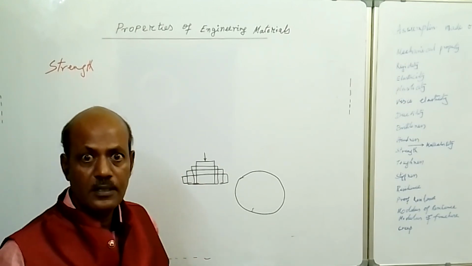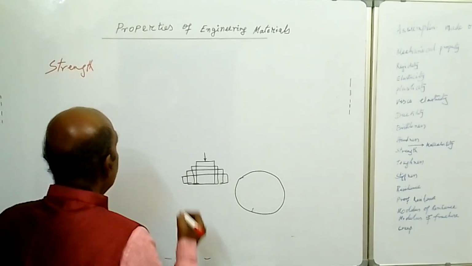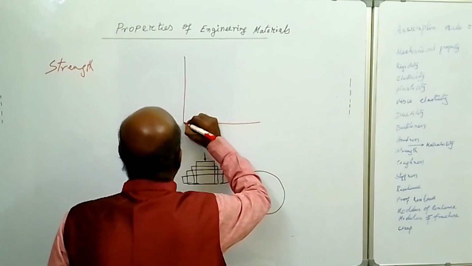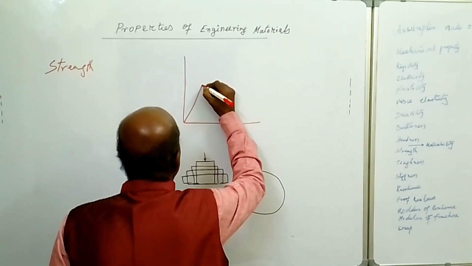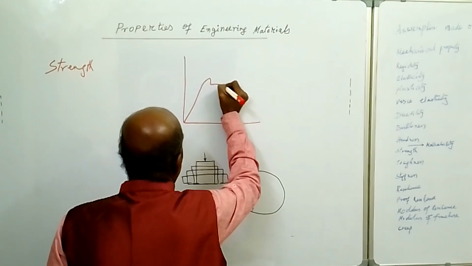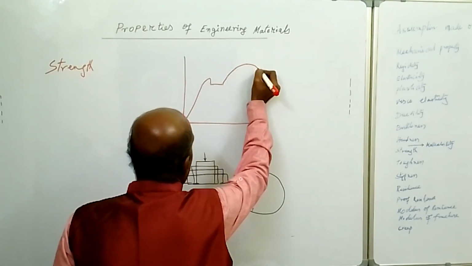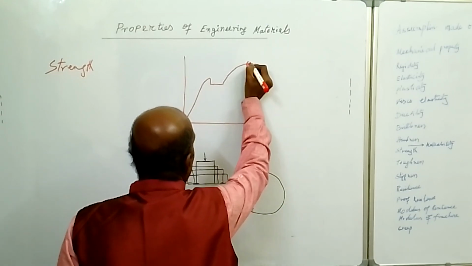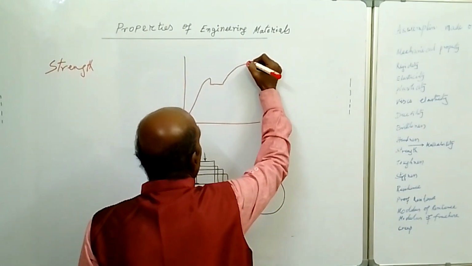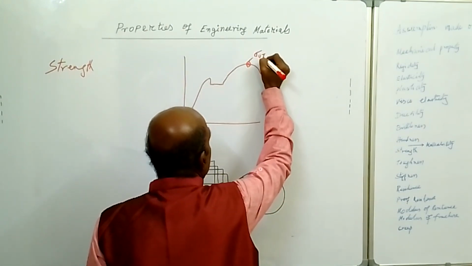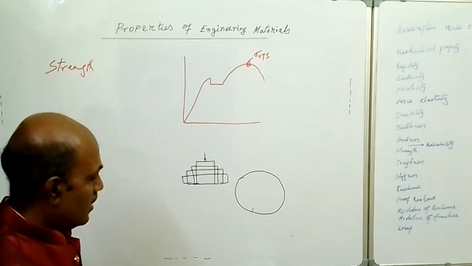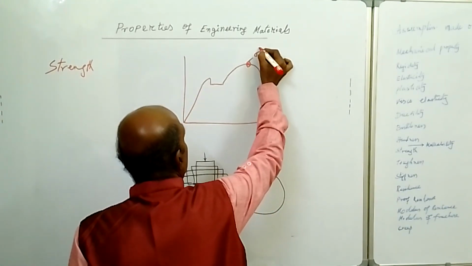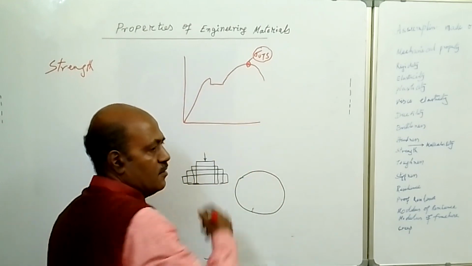It is expressed in stress terms, and if we see the stress strain diagram of a body, say this is the stress strain diagram of a ductile material, the maximum resistance offered by the body is denoted by this point. This is known as sigma UTS, that is ultimate tensile stress. So the strength of the body is the ultimate tensile strength.